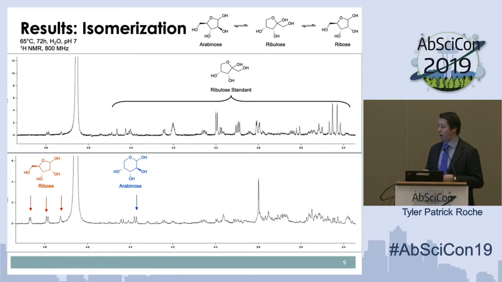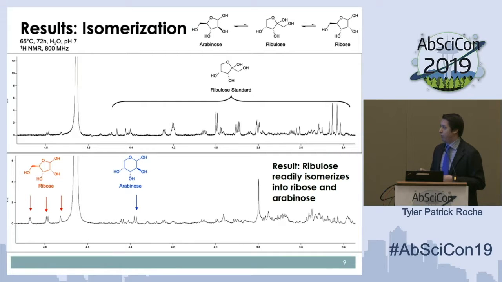Now, there are hypothetically more than these possible peaks that could form in terms of all the possible different configurations of ribose and arabinose, including the furanose, pyranose forms, the alpha-beta anomers. So some of those peaks are present, some of those are not present in high enough concentrations because there is a dynamic equilibrium between those that prefers a certain configuration for those sugars. So the result of this is that ribulose does readily isomerize in solution into ribose and arabinose.